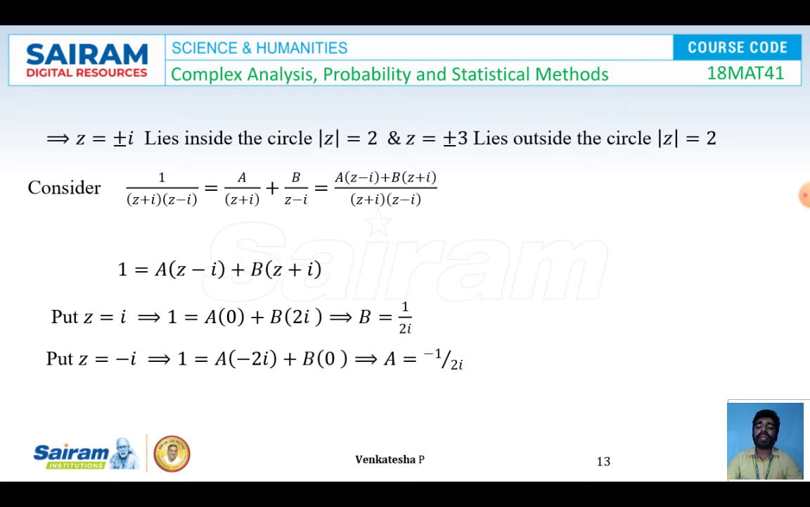So in the first step I am taking z is equal to i. If I take z is equal to i, a gets eliminated, and I am able to find the value of b. So I got the equation 1 is equal to a into 0 plus b into 2i. I got b is equal to 1 by 2i.